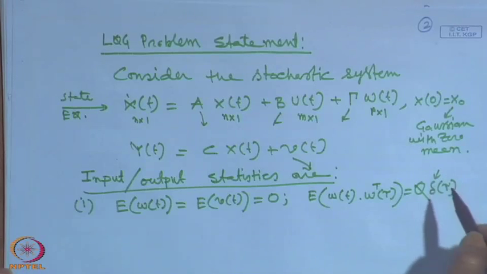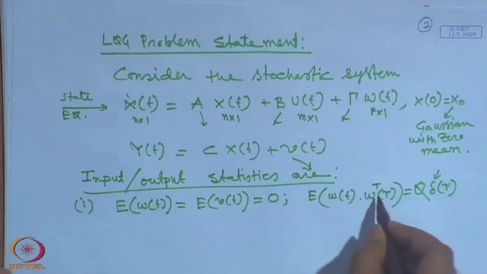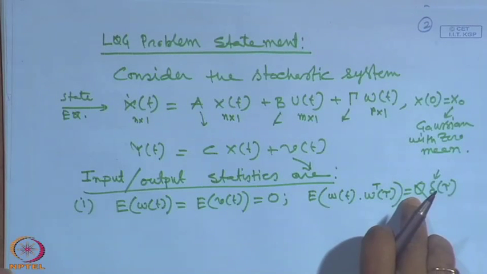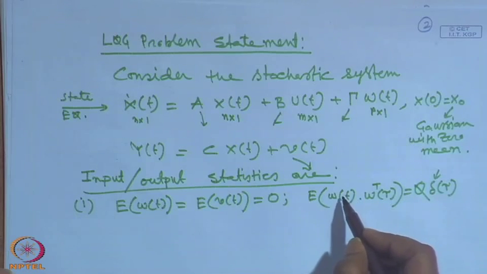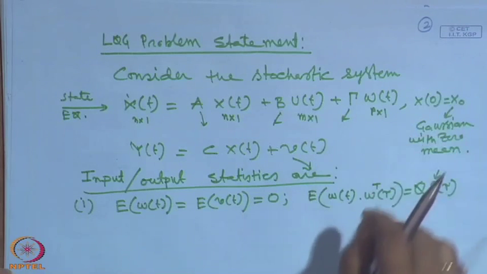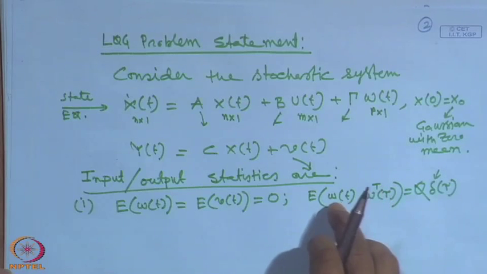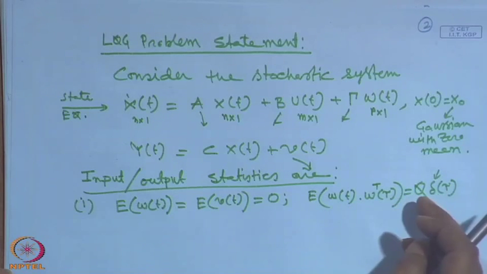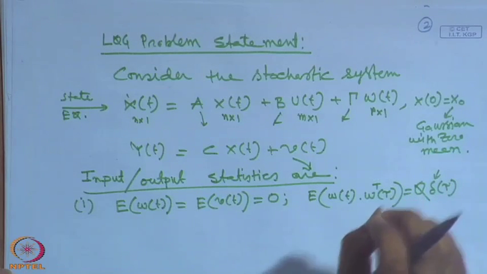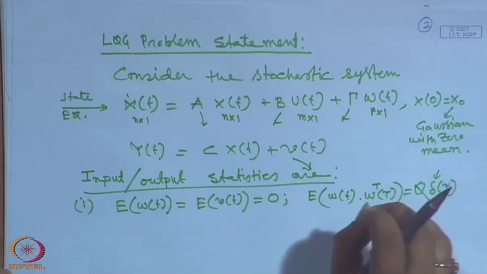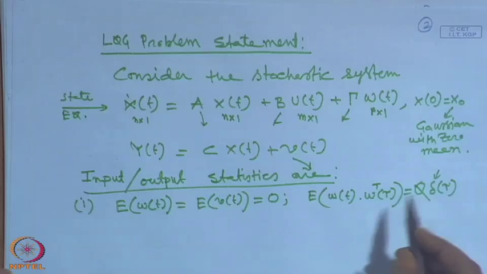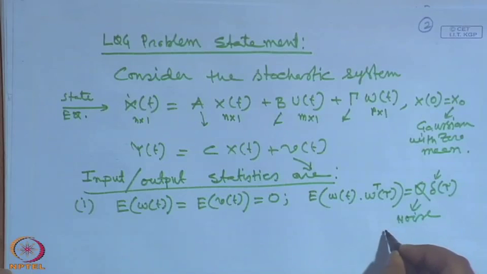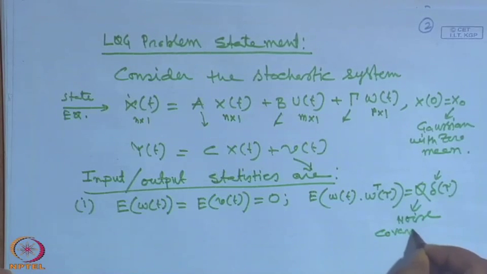Agree? This is the delta operator. Similarly, this indicates that the input noise covariance matrix is Q. Agree? And they are independent, because whatever the noise is at time t, and at t plus some other time, they are uncorrelated. That means the noise at time t1 is in no way related to the noise at time t2. So this is the input noise covariance matrix.